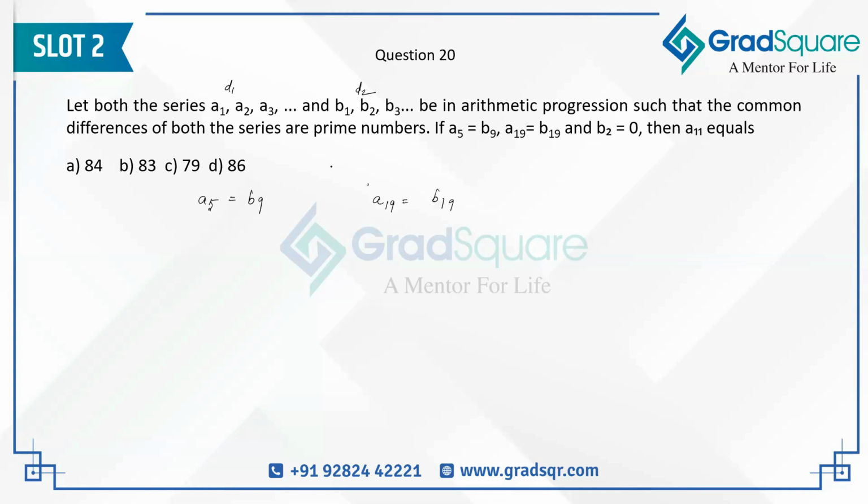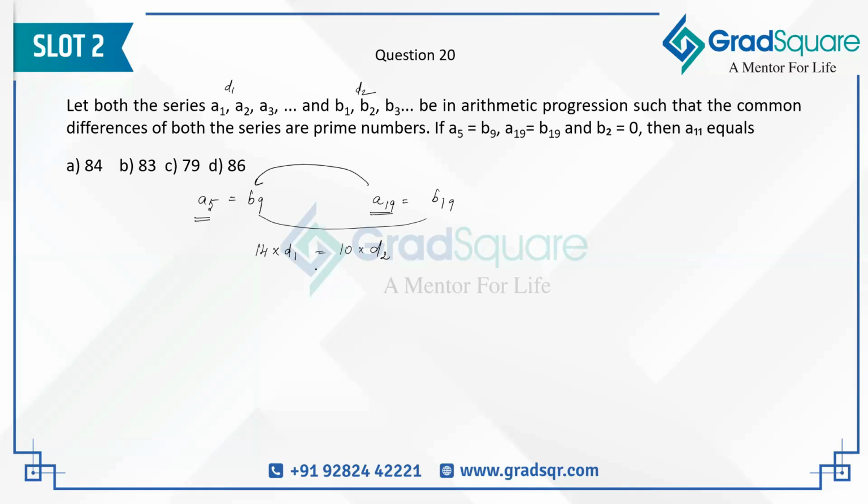Now let us subtract the first equation from the second. The difference between the 19th term and the 5th term has to be nothing but 14 times the common difference of the first one. Yes, please digest this. Please try to understand this first of all. And then if I take the difference between these two, the difference has to be 10 times the common difference of the second series that's going to happen.